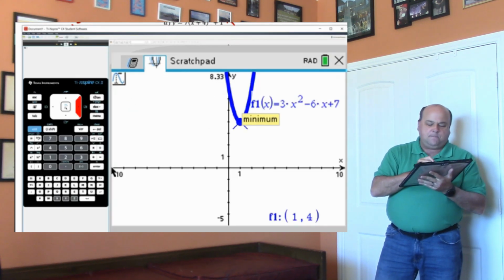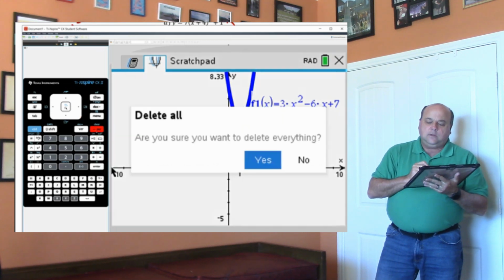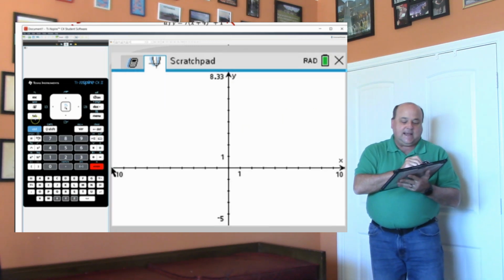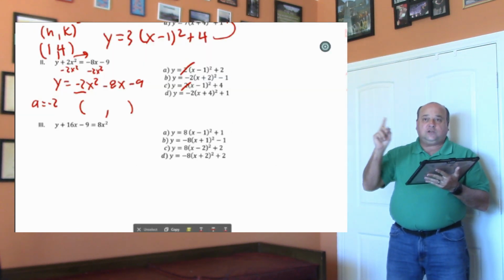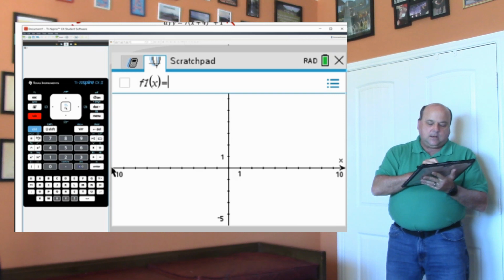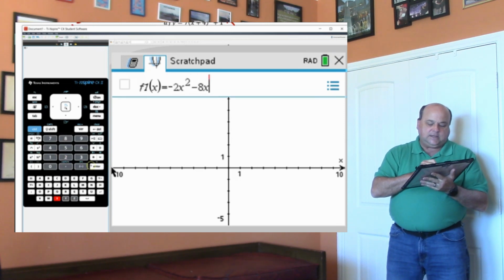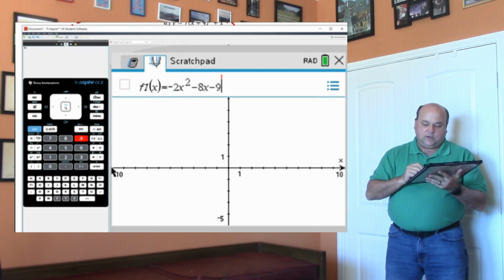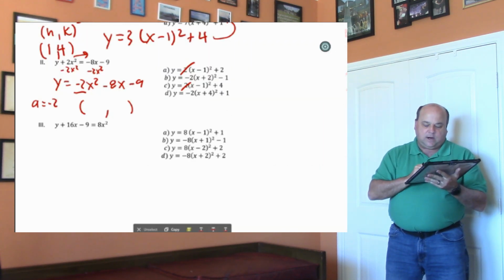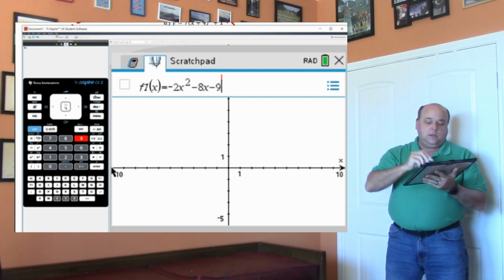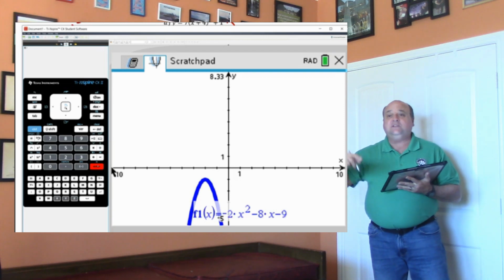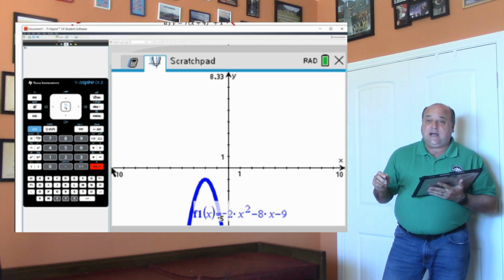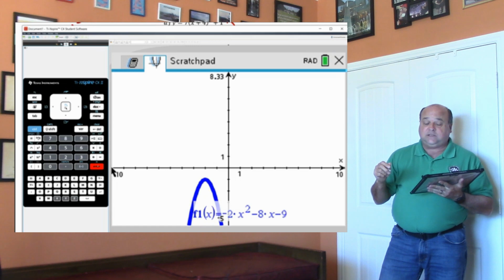Hit delete. Delete, delete, delete. Then hit enter. Then hit tab. Now then, we're going to type in the next equation. So negative 2x squared minus 8x minus 9. I got that right. This graph should open down, cross the y-axis at negative 9, right? So the graph opens down. This graph also does not have a 0, does it? It doesn't cross the x-axis.